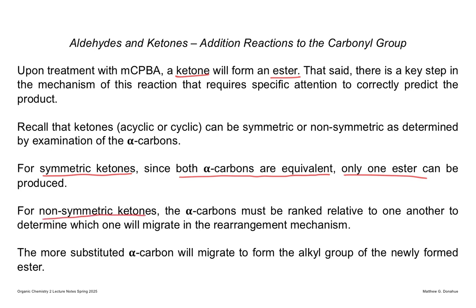Non-symmetric ketones, the alpha carbons have to be ranked. And so that's why we looked at the hydrogen count, so we can classify them. Once you classify it, you just look at a trend. Where does that alpha carbon lie on the trend? Which one is going to move faster? And so that will help you correctly predict what the product's going to be.